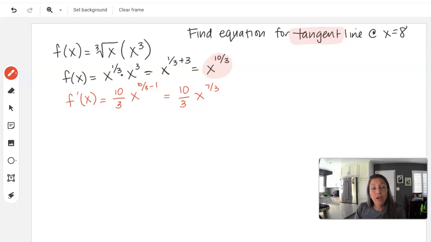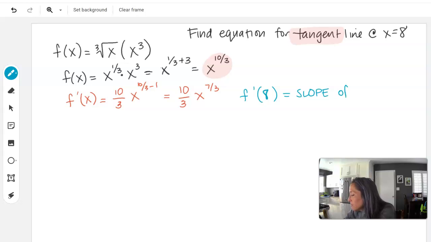So we know the derivative at a particular point is the slope of the tangent line. So if I want to find the slope of my tangent line, I just need to plug 8 into that derivative function. This is going to give me, come on, my slope of my tangent line. Okay. All right, so let's go ahead and plug in 8. This is where things are going to get exciting.